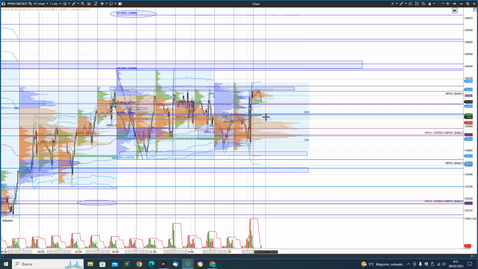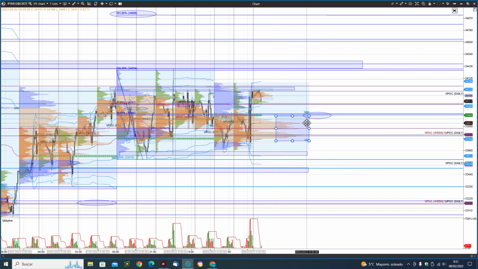Main target first is this point 33,989, this final of VWAP line, and then there is a range. We can draw it with this rectangle. That is the value area of this week.